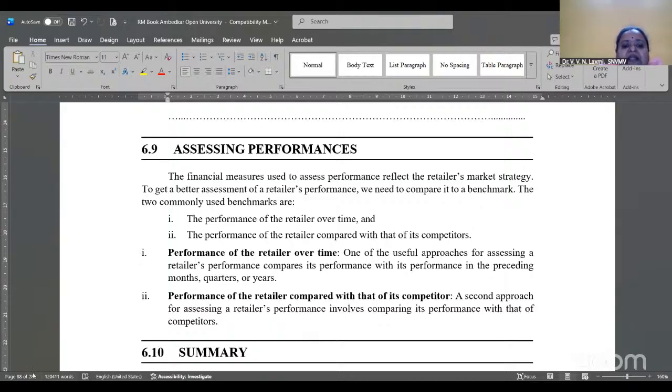They are the performance of the retailer over time. So they can compare their performance with the previous years and then assess whether this year's performance is better than the previous year or not.